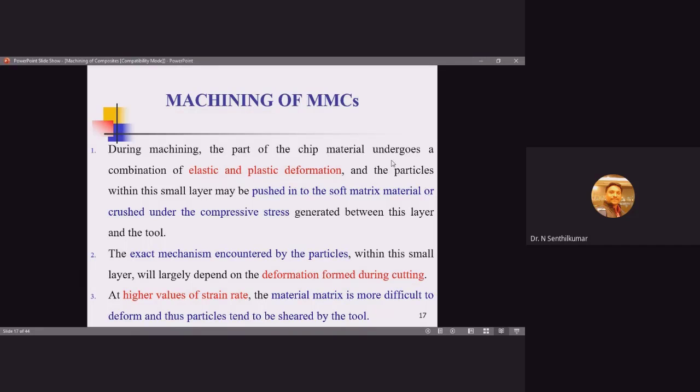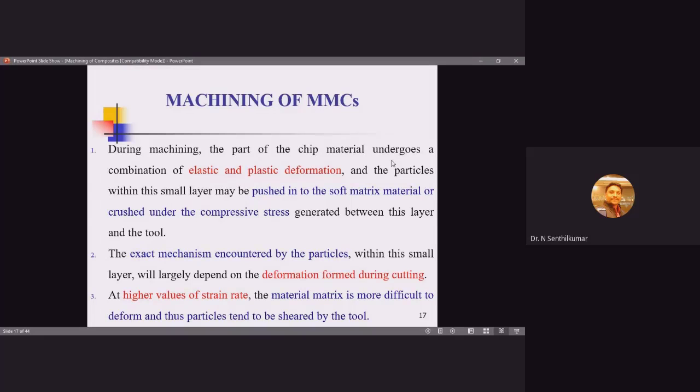So at that time, what happens? The particles tend to be sheared by the tool. As I told, the particle will be sheared. It will be made into two, right? Like breaking a coconut. It will be sheared off. So one part will be with the chip and the other part will be with the soft matrix. That is called shearing. So this occurs at higher values of strains.